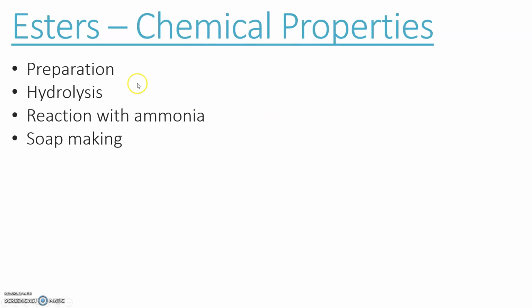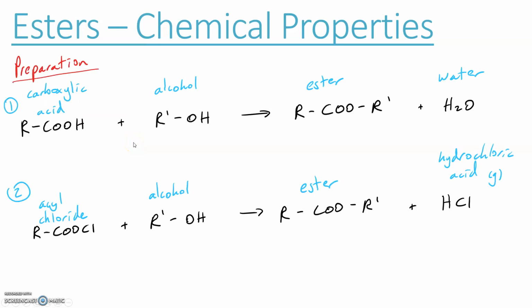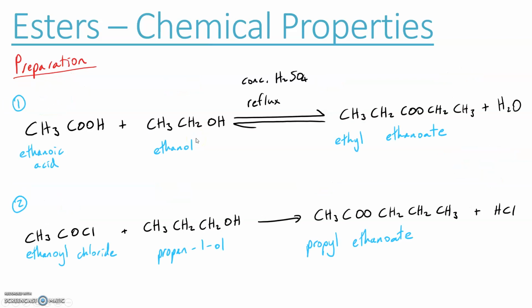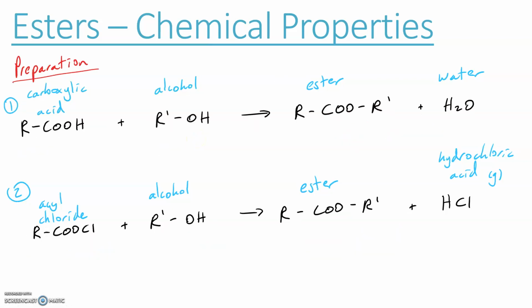Okay, we're going to look at reactions including preparation, hydrolysis, reaction with ammonia or amines, and soap making. So how do we make an ester? Well, two ways. We can react a carboxylic acid with an alcohol, or we can react an acid chloride with an alcohol. Either of these will produce an ester. We're going to look at an example on the next slide. If we start with a carboxylic acid, we get water as a byproduct. If we start with an acid chloride, we get hydrochloric acid as a byproduct.